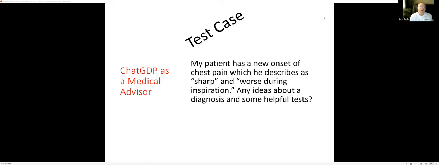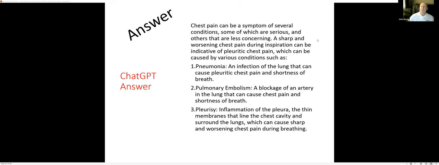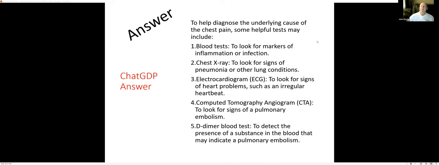Okay, so can ChatGPT work as a medical advisor? I did a test case. I said to ChatGPT, my patient has new onset of chest pain, which he describes as sharp and worse during inspiration. So that's typically not cardiac pain. It sounds more like a pleuritic pain. Any ideas about diagnosis and some helpful tests? And it says, well, pneumonia, pulmonary embolism, pleurisy. It got all of those. And I was thinking of pleurisy here. So yeah, not bad. It helped diagnose it.